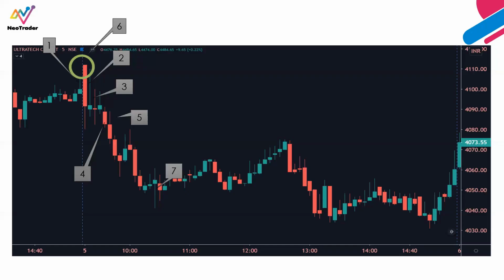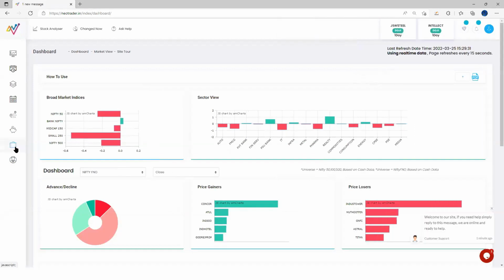Everyone has charts, correct? But how to work on charts, that is what we are going to see now, and how we can do it better and more efficiently. So now, when you want to take a look at NeoTrader, and on NeoTrader, how do we show the whole flow? You see here, this is the NeoTrader screen, right?